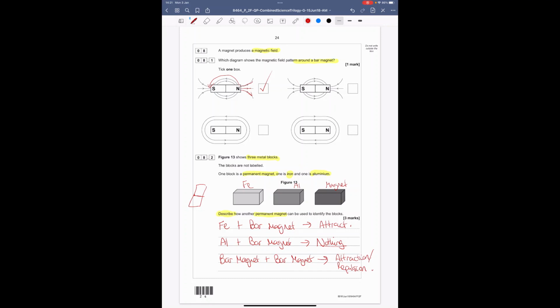So that's the difference. Iron, where you would get attraction. Aluminium, nothing would happen. If it was a bar magnet, you could get attraction or repulsion. If it's a magnetic material, you just get attraction. If it is another magnet, you can get attraction or repulsion.